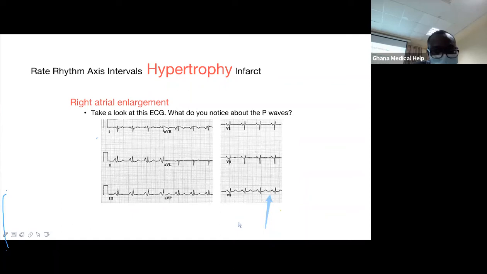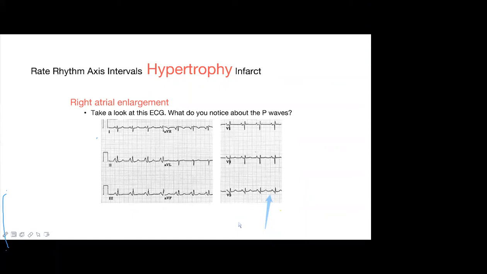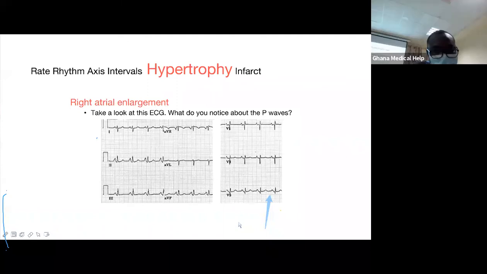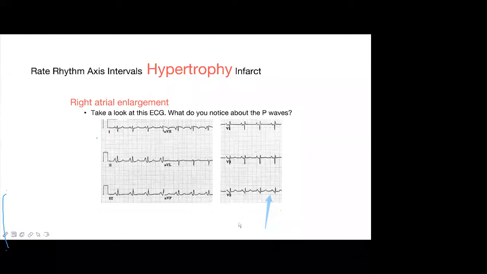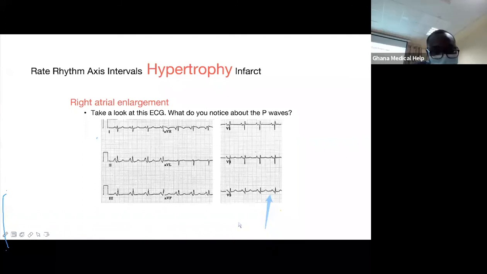Nobody? Some is longer than the other. Fantastic. So some is longer. I like that. Some is longer than the other. So now let's dwell on those which are longer. Dr. Amina, which ones are longer? I can see the one in lead 2. Yes, that's true. I agree with you. Any other one, or that's all?